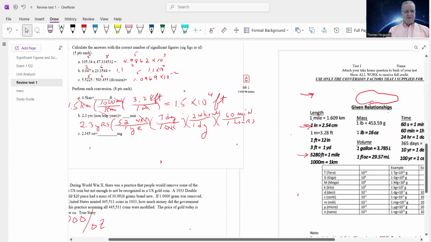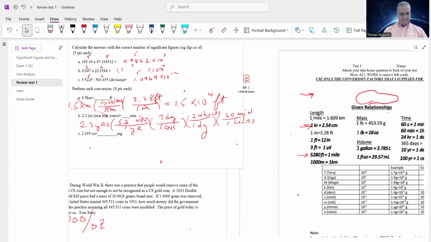And the answer is going to be two sig figs because everything else is exact.